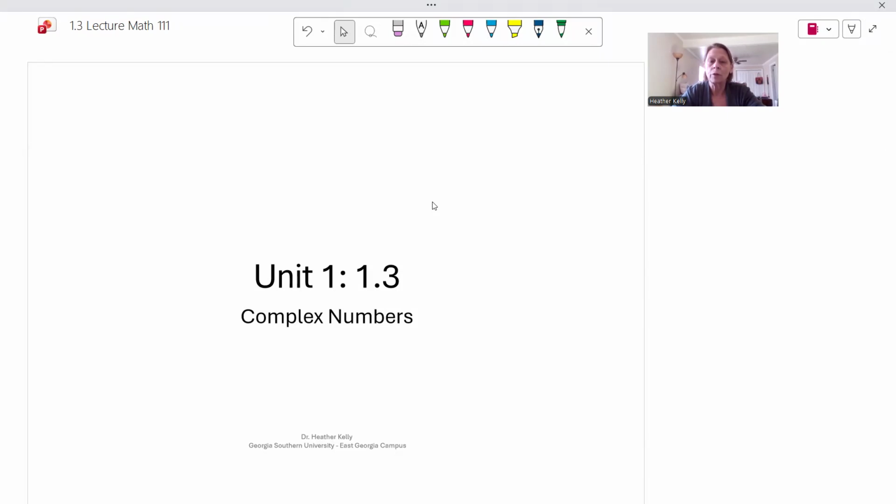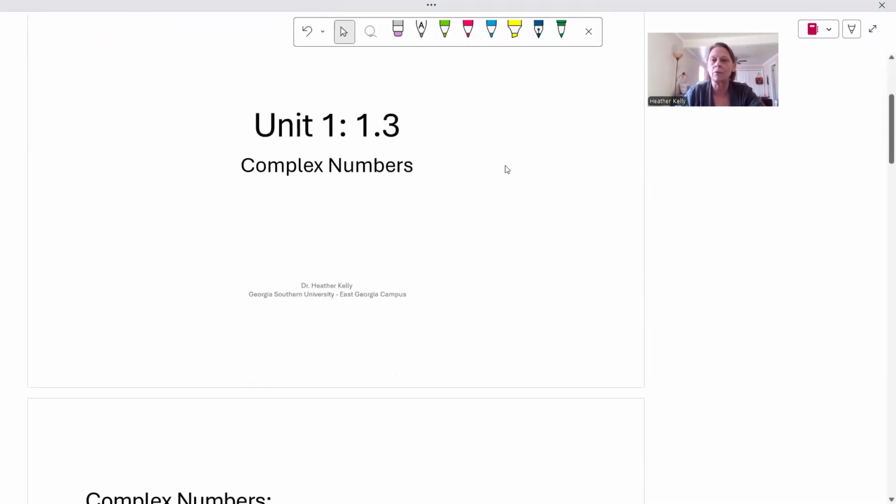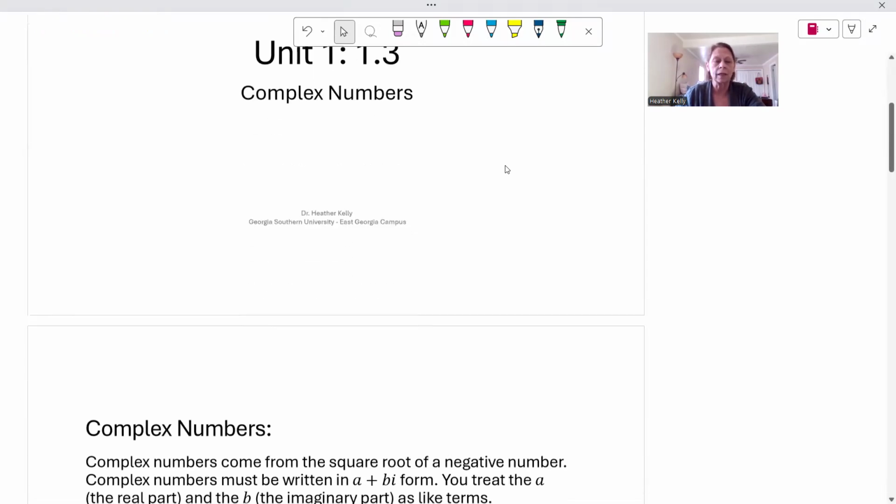In section 1.3, we're going to talk about complex numbers. Not sure if you've seen them before. I think you have, but not 100% sure. So we'll just have a quick review. This will be a relatively short lecture.